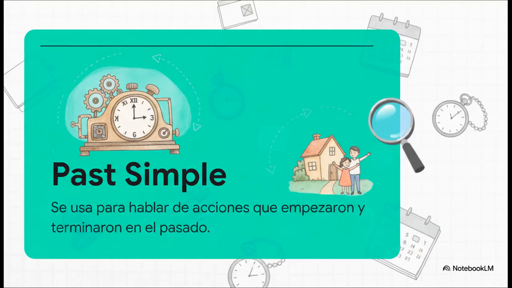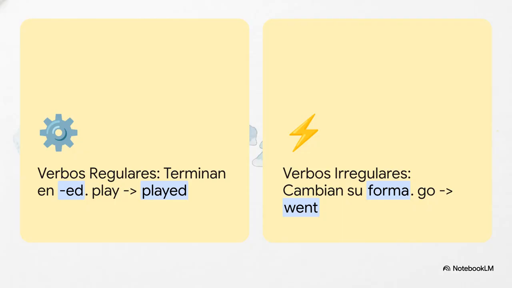Okay, now let's take a trip to the past simple. Think of this tense as a verbal time machine. We use it to talk about actions that started and, this is really important, finished in the past. For example, I visited my grandmother yesterday. The action of visiting started and ended yesterday. It's done.